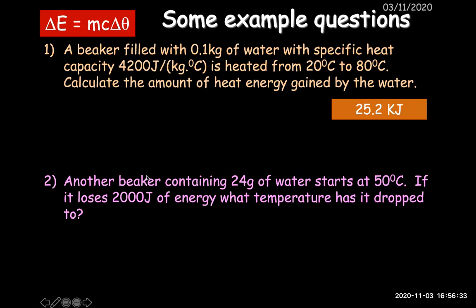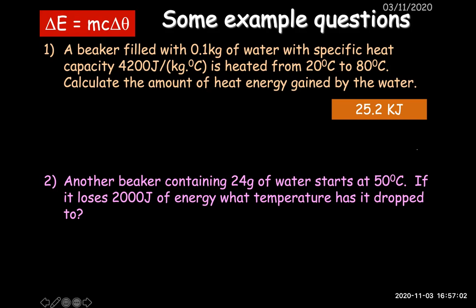We've got this other beaker containing 24 grams. Now 24 grams, you've got to convert that into kilograms. Okay, and that 24 grams is 24 thousandths of a kilogram, so it's 0.024. Okay, we start at 50 degrees. If it loses 2000 joules of energy, what temperature has it dropped to?